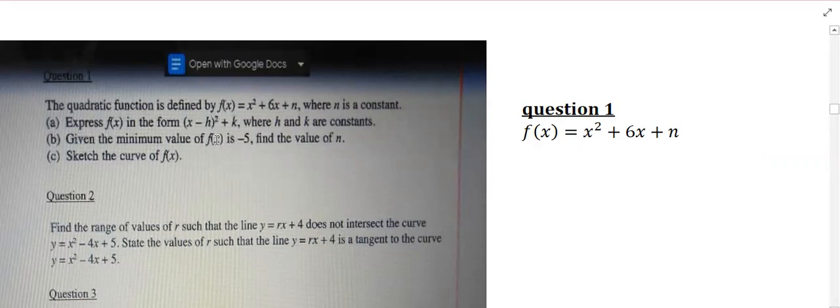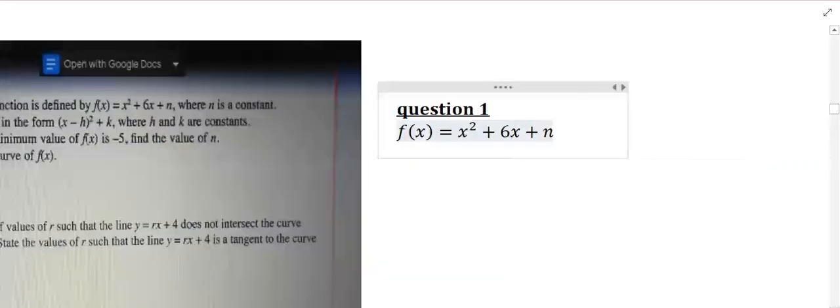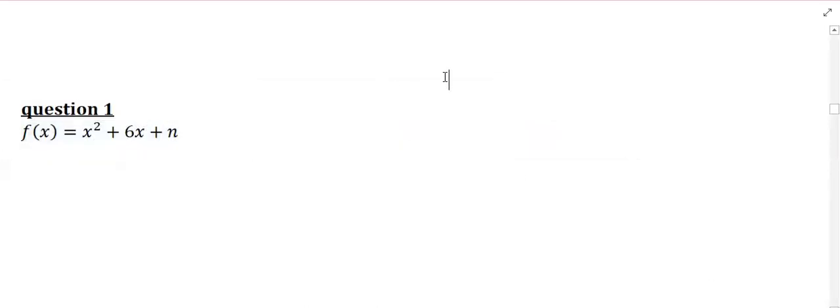Okay, question 1, this is a quadratic x squared plus 6x plus n. And then they ask you to express in this form. Okay, this is called completing the square. Completing the square actually got a few steps, so I want you to memorize the steps.